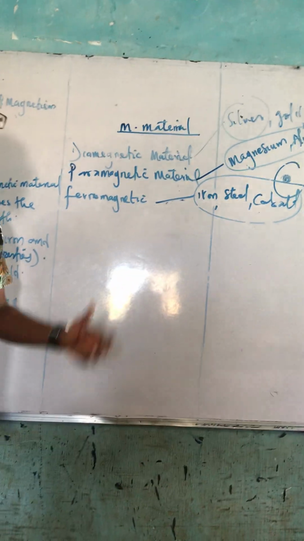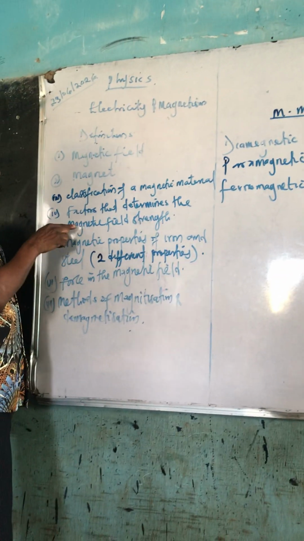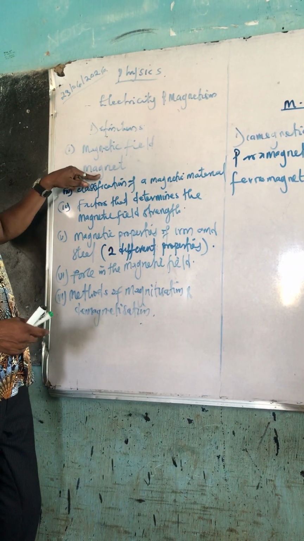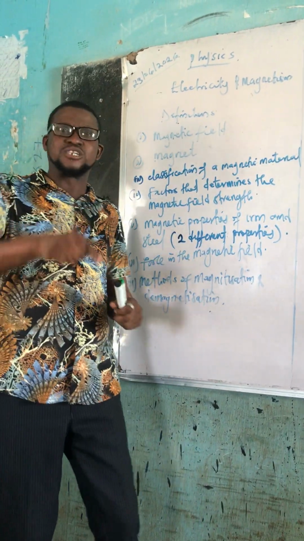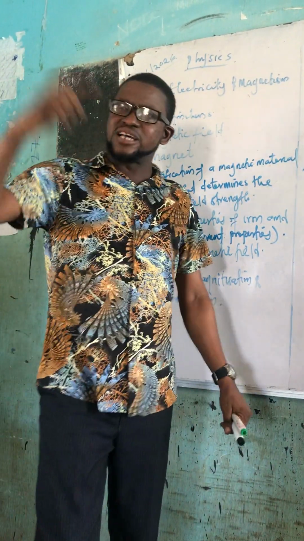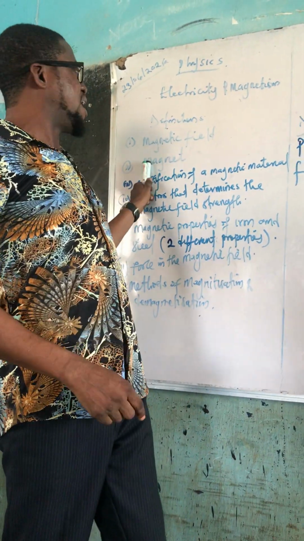So these are the three classes of magnetic material that we can see from the definition of the magnet, because we say a magnet is a material that attracts a magnetic what? Material. So what are the magnetic materials that can be attracted to a magnet?